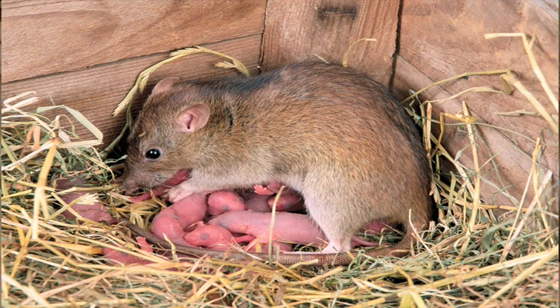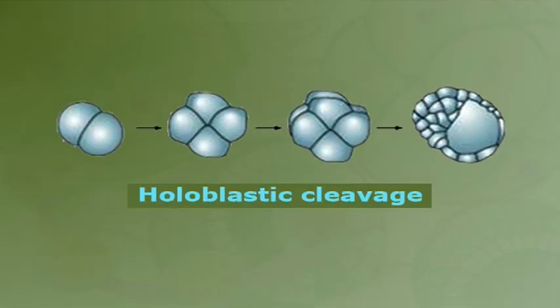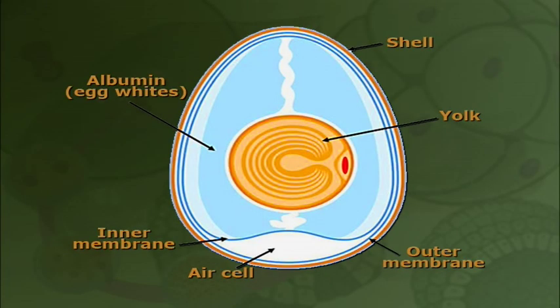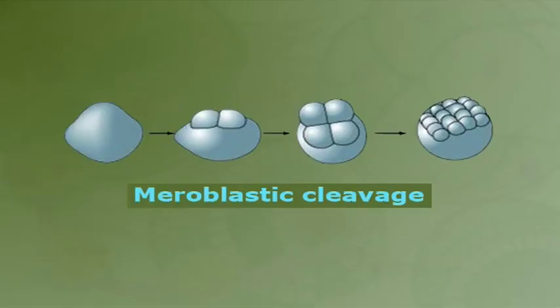The type of cleavage depends on the amount of yolk in the eggs. In placental mammals, including humans, when nourishment is provided by the mother's body, eggs have a very small amount of yolk and undergo holoblastic cleavage. Other species such as birds, with a lot of yolk in the egg to nourish the embryo during development, undergo meroblastic cleavage.